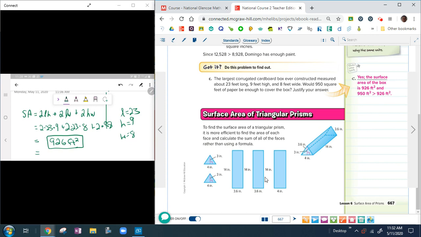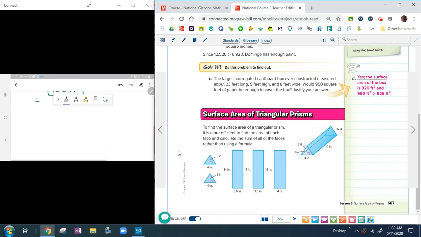So I'll ask you, how would I find the area of a triangle? Well, let's write it down. Write down in your notes the formula for the area of a triangle. Area equals 1/2 base times height. And remember that the base and height always meet at a right angle.